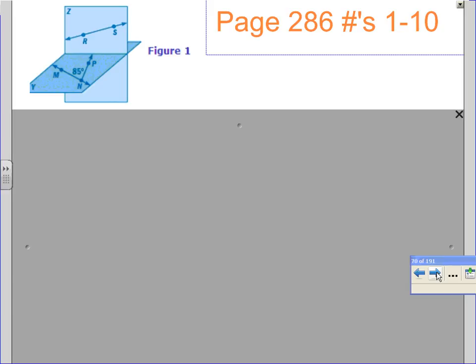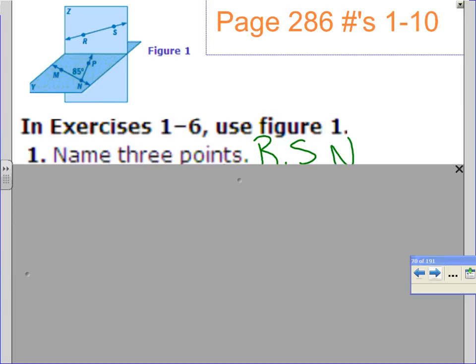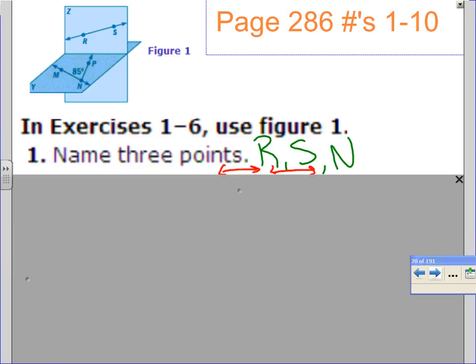Take your time. Okay, homework page 286, number 1. Zach, what'd you get? Annalise, number 1. Good. M, N, and P. So there's a ton of points you can have. You only had to name 3. You could have M, N, P, R, S. You could have any of those 3. Okay? Jeremy.